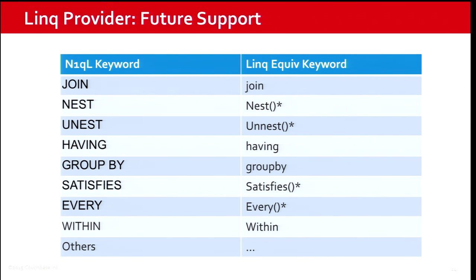What you'll see, though, is that while I have a LINQ equivalent keyword in some cases, there aren't keywords for every single N1QL keyword, expression, or feature that it supports. So we're adding extension methods. Most of these will be via extension methods, so you have to use method chaining to access them.